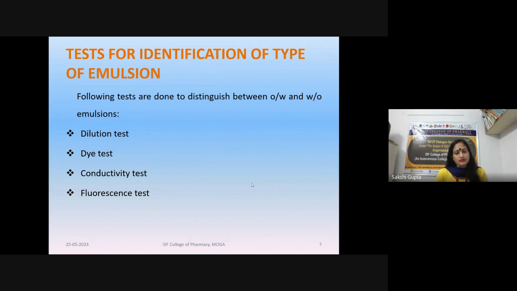Next is the fluorescence test. Some of the fixed oils have the physical property of fluorescing in the ultraviolet radiations. So, upon observation of such kind of emulsions in the ultraviolet radiation, if the complete field is fluorescing, that means our preparation is water in oil type, right? And vice versa. So, these were some tests for the identification of the type of emulsion, whether it is water in oil type or oil in water type.